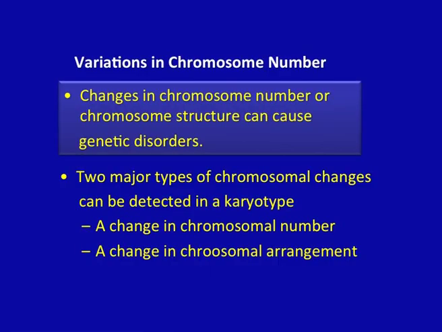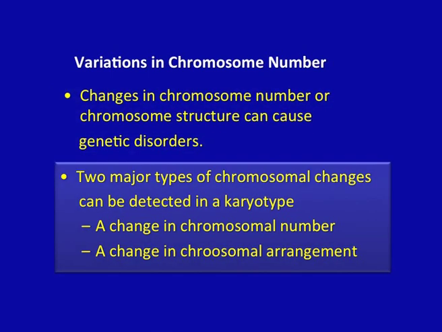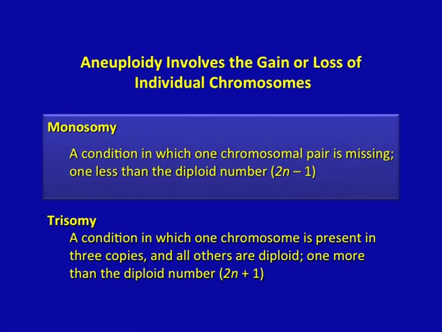By both these methods, we can analyze the change in the number of chromosomes or the change in chromosomal structure. That means altogether a variation in the chromosome structure can be studied. Changes in chromosome number or chromosome structure can cause genetic disorders. Two major types of chromosomal changes can be detected in karyotype: a change in chromosomal number, and a change in chromosomal arrangement. Here I am giving two examples, a monosomic condition and a trisomic condition.